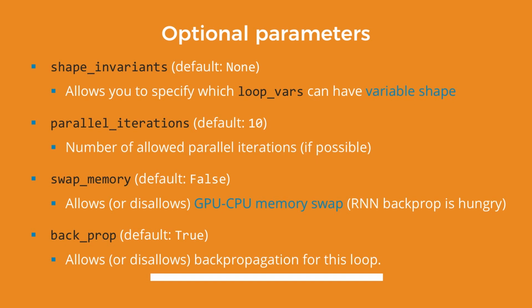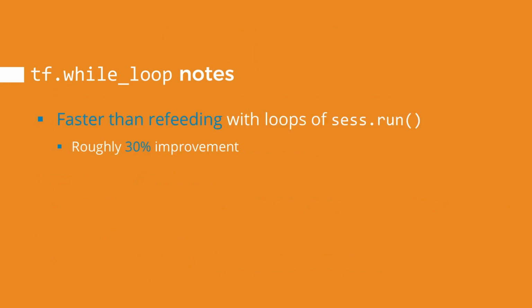And then finally, backprop allows or disallows backpropagation for this loop. It doesn't make a huge deal, but if you have a model that's pre-trained and you're just doing inference, you might get a few clicks of performance gain by setting this to false. And then finally, just general purpose while loop notes. It's faster than refeeding with session.run. So by doing naive Python loops versus tf.while loop, you're going to get a 30% improvement by using while loop, roughly, more or less.